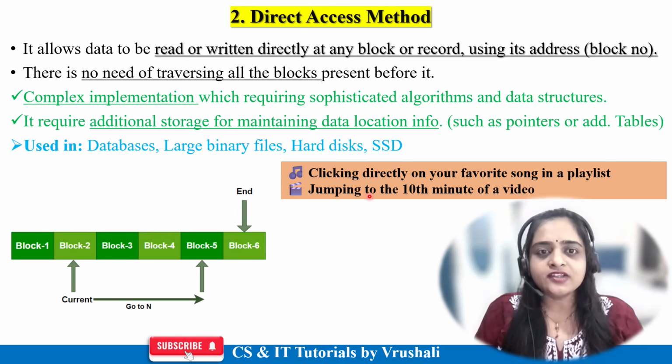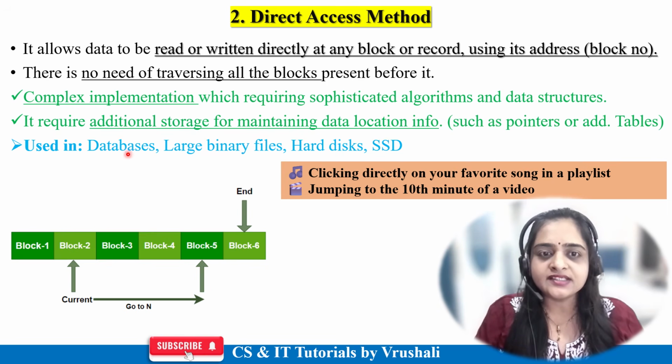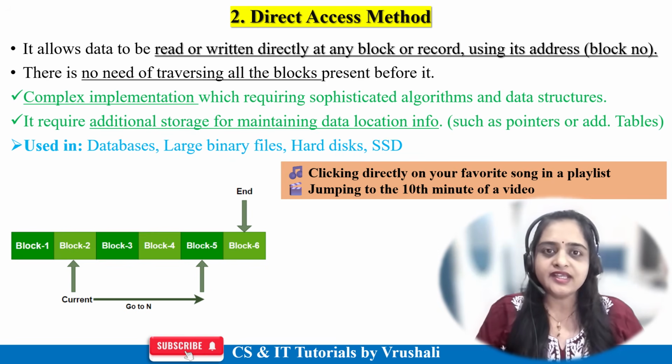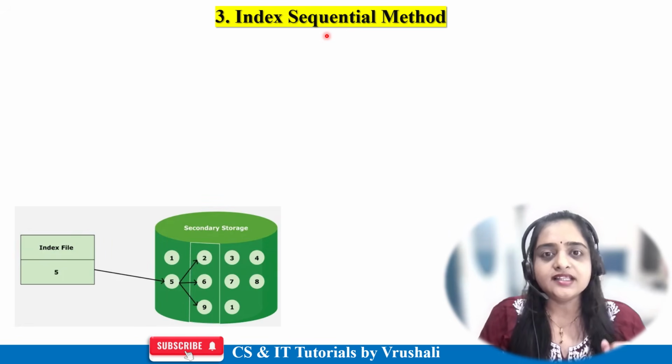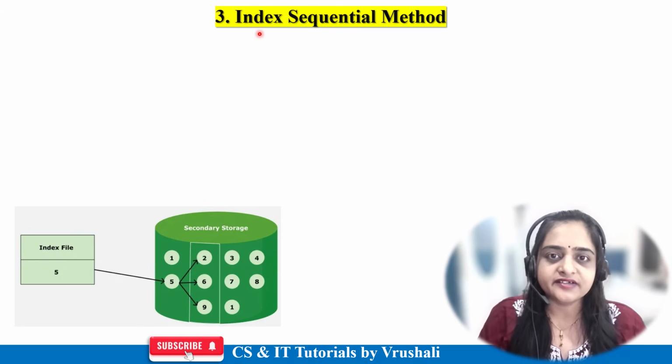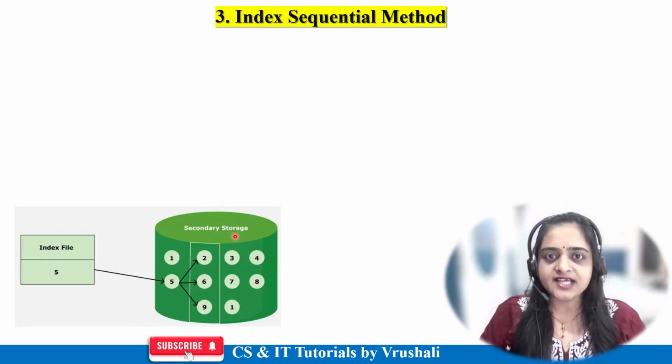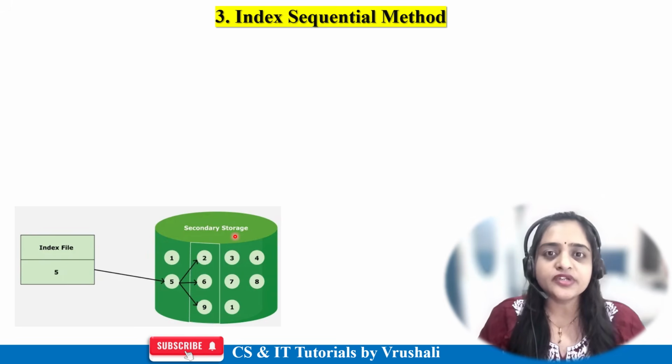This kind of method is generally used in databases, and large binary files in hard disks or also in SSD. The last file access method is the index sequential method. The name suggests that an index is there. I will give you one simple example. Suppose there is a student database and all the students' data is stored according to the roll number.